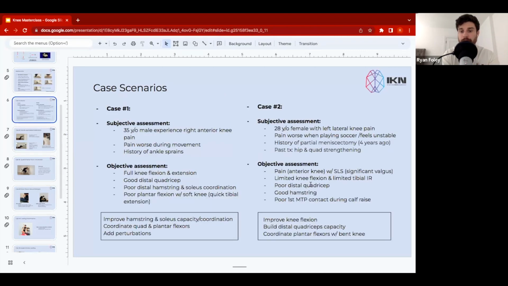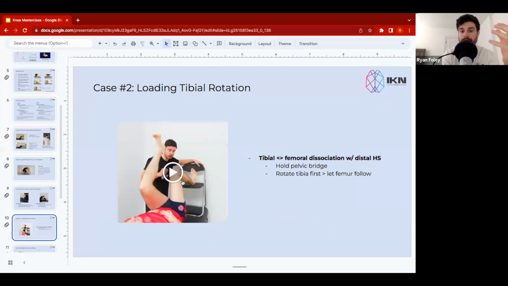Now, of course, the client has a good hamstring here, but we can utilize a strategy where we're in more knee flexion, still getting load through the distal hamstrings, but at the same time now the focus is on trying to facilitate some tibial and femoral dissociation with the distal hamstring, okay?